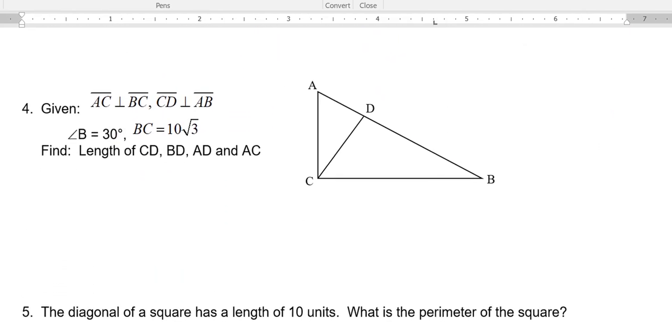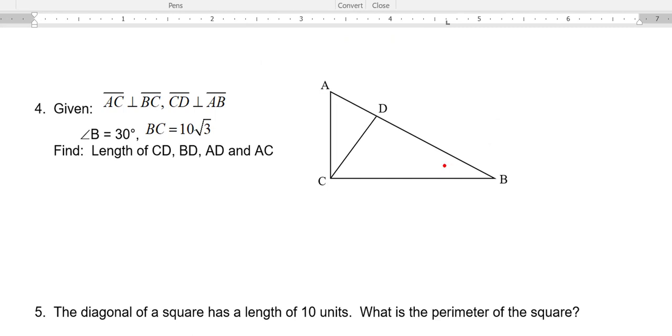Let's jump down to number 4 here. Angle B is 30. BC is 10 root 3. Right angle here, right angle here. So I got some 30, 60, 90 triangles. This is the side opposite the right angle, so that means that this must be half of that. Okay, so it's going to be 5 root 3, because it's the x side, the side opposite my 30-degree angle.